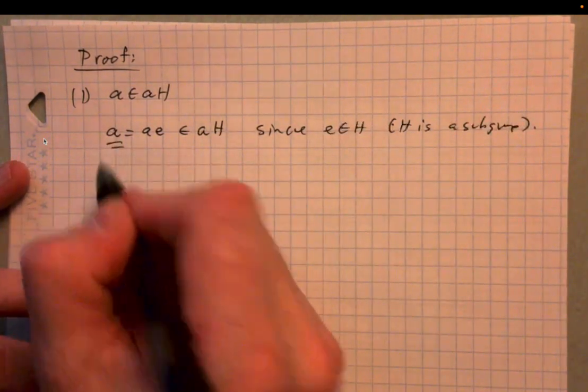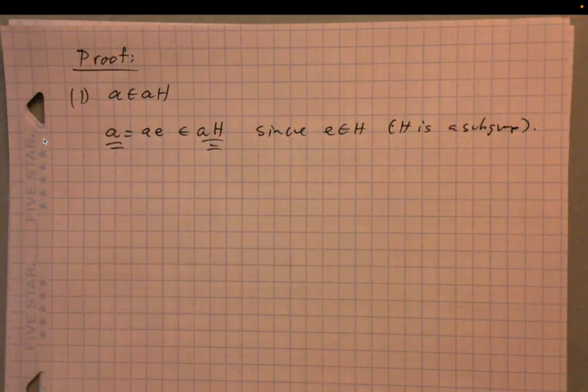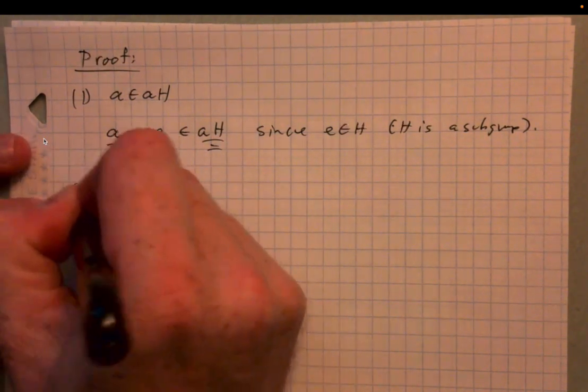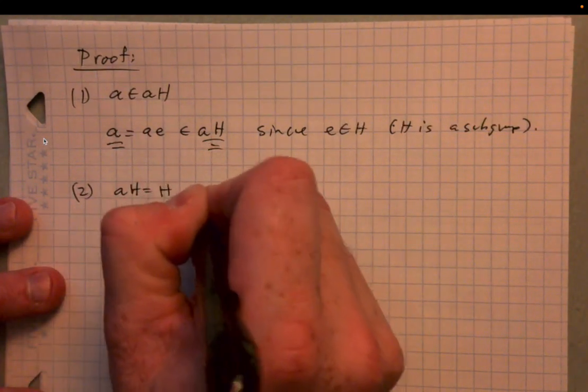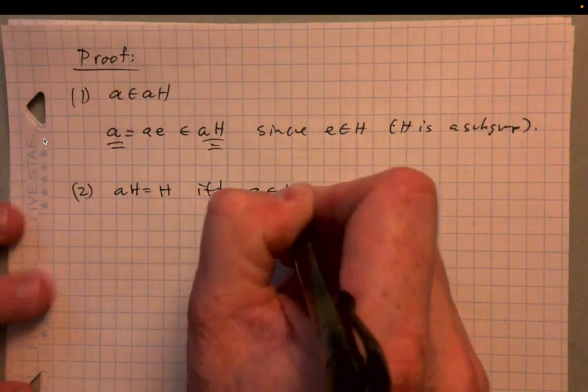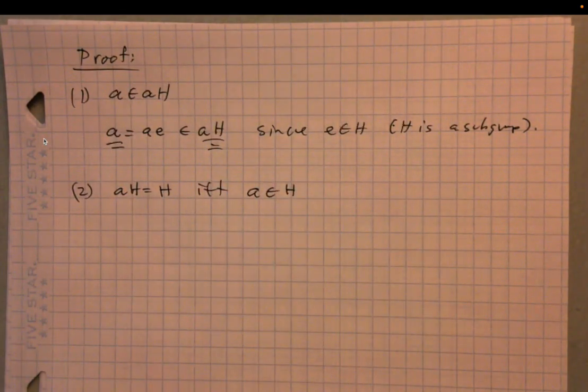Right, so A must necessarily be in AH. That one's very easy. And indeed, when we say the words, the left coset of H in G containing A, it's sort of in the name, right? Okay, so what about item number 2? Item number 2 says that AH equals H if and only if A is a member of H. A comes from H. Okay, so let's prove this one.